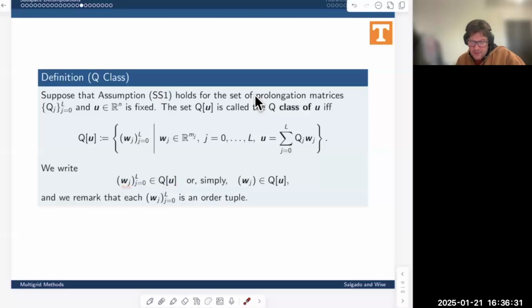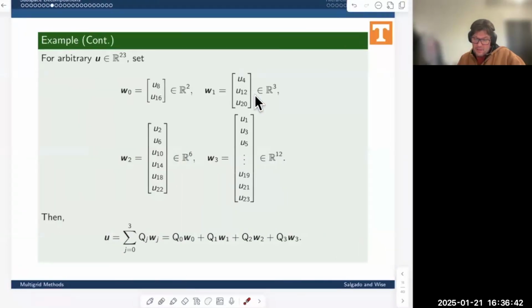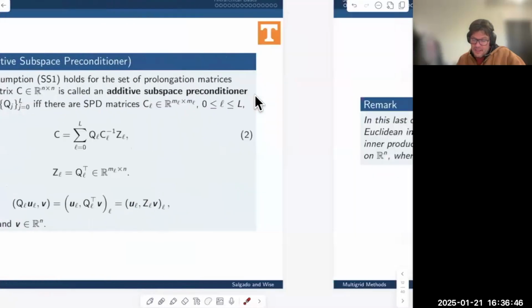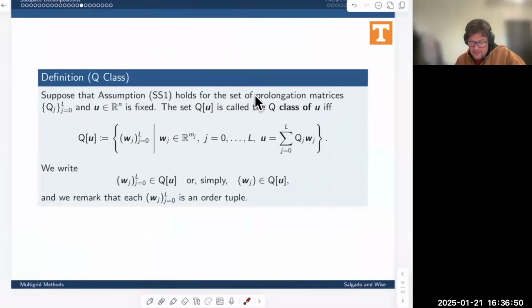The W_j vectors are like one is size 1, one size 2, one size 3, and so on. Just like in the case of the hierarchical basis, each one of these W vectors was of a different size. So when I put them together in a collection, it's not like a set in the usual sense. I'm going to say that these are kind of an ordered tuple. The order matters. You can't reshuffle them or anything. Order is very important in this case.